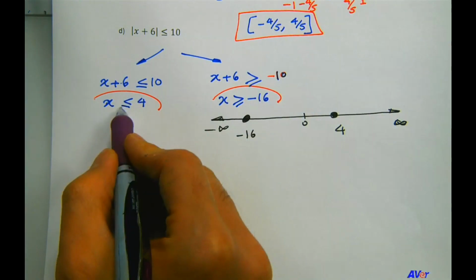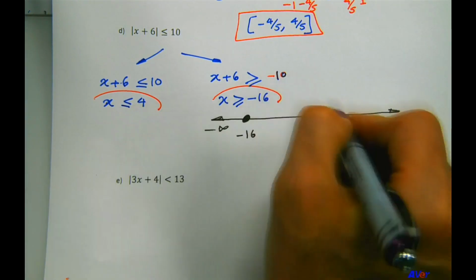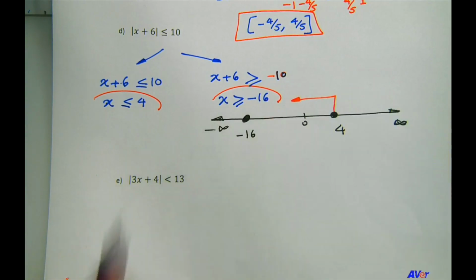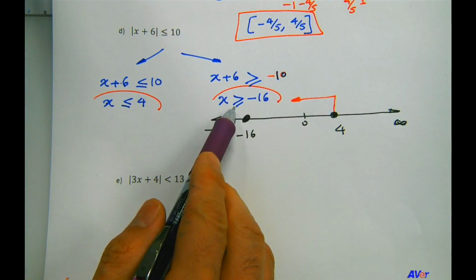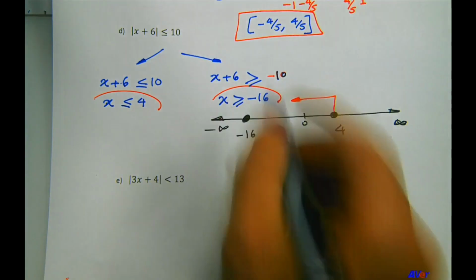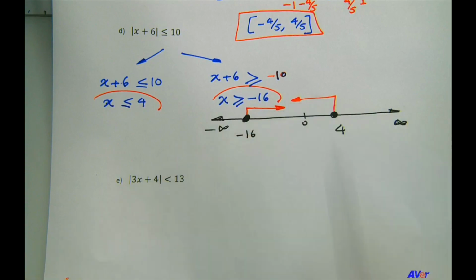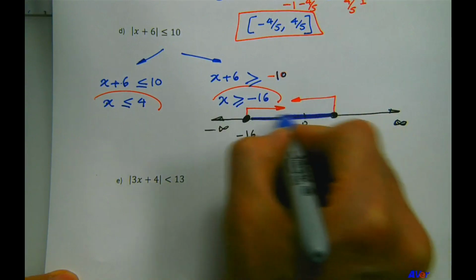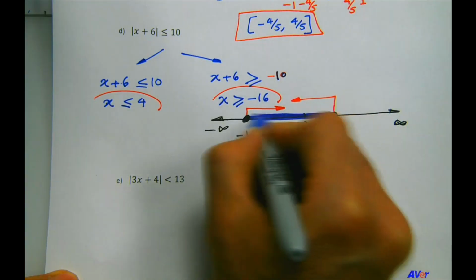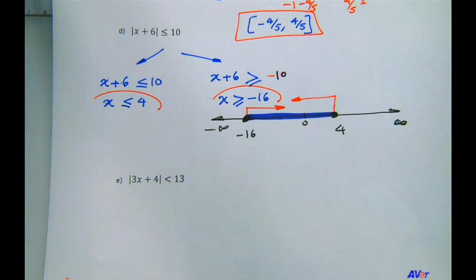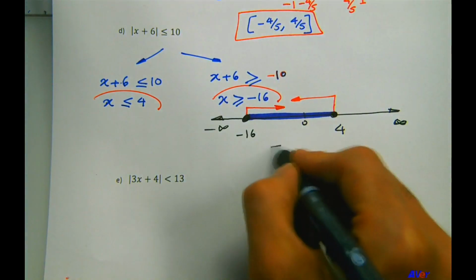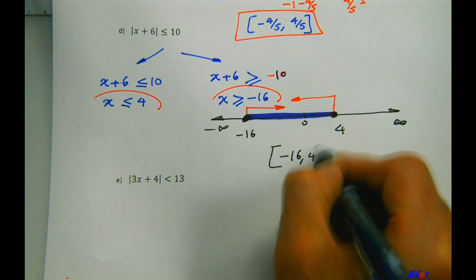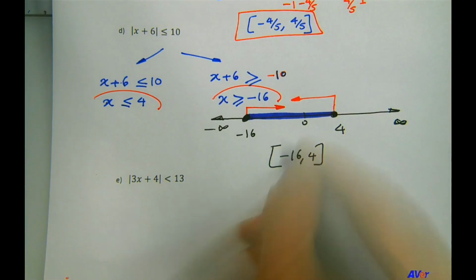Okay, so this one says anything equal to or less than 4. So it says go this way. This one says anything greater than or equal to negative 16. So it says go this way. So where is the final solution? The final solution, because the individual solutions overlap, is the overlapping region. So this is the final solution. So let's write it using interval notation. It is bracket negative 16 comma 4 close bracket. Right? That's the solution of that.